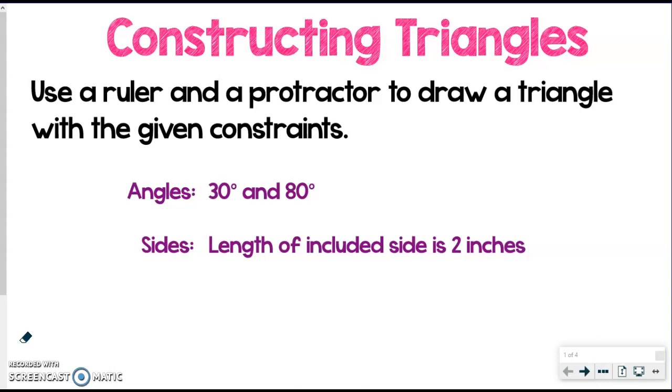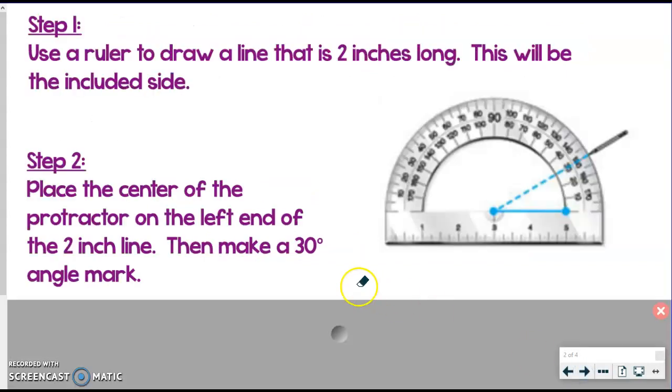So our example is going to be that they're telling us to create a triangle that has two angles, one that's 30 degrees, one that's 80 degrees, and a side length that is 2 inches. Now it doesn't necessarily matter where these things are, we just need to make sure we include those 3 things because those are the constraints that they're giving us. So I want to talk through how you would use this.